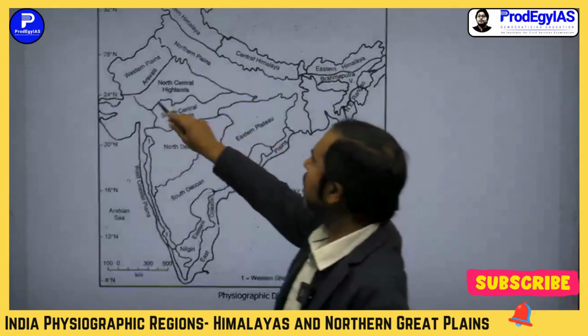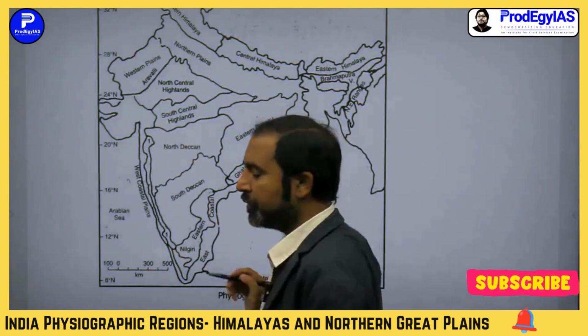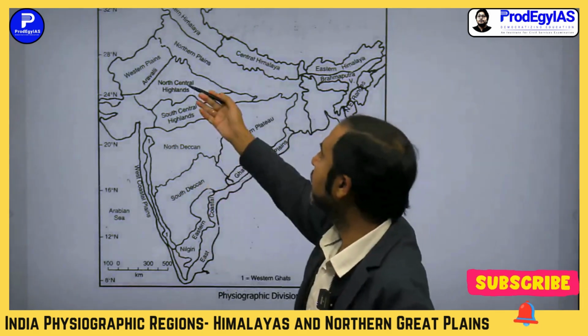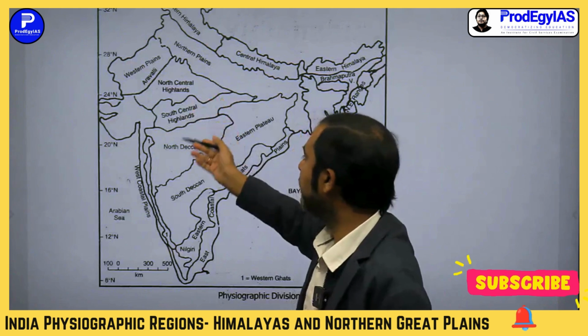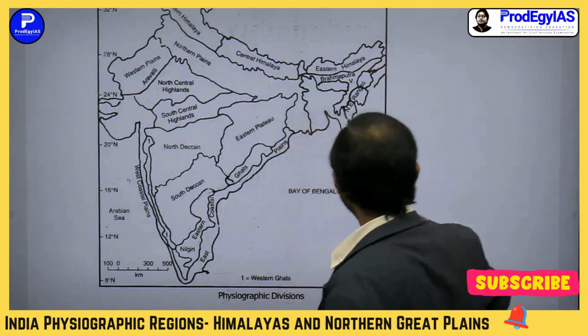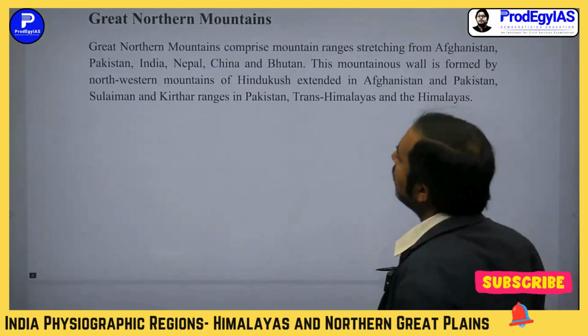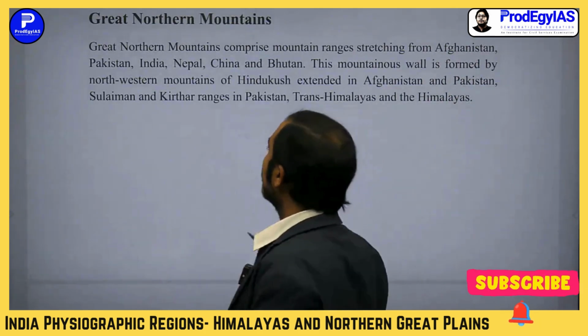The division which is shown here in the peninsular part, we will study when we study the peninsular plateau, like the North Central Highlands, South Central Highland, Deccan, Eastern Plateau. So these divisions we will study in the peninsular part. Okay. So Great Northern Mountains, first we will start from here.